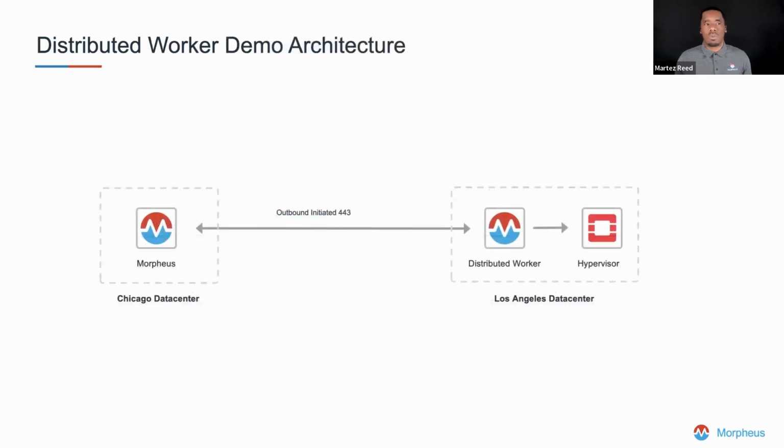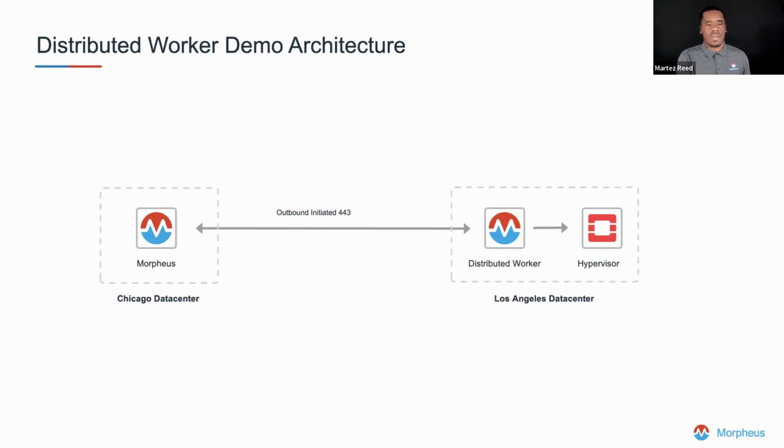So let's take a quick look at a demonstration architecture. We're going to jump into the Morpheus platform to take a look at how these things fit together. As an example, there's a centralized Morpheus instance running in a Chicago data center. There is a Los Angeles data center that has the hypervisor that we want to interact with. In this particular example, it is OpenStack.